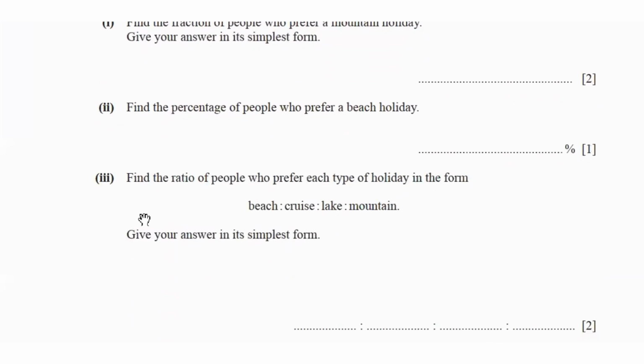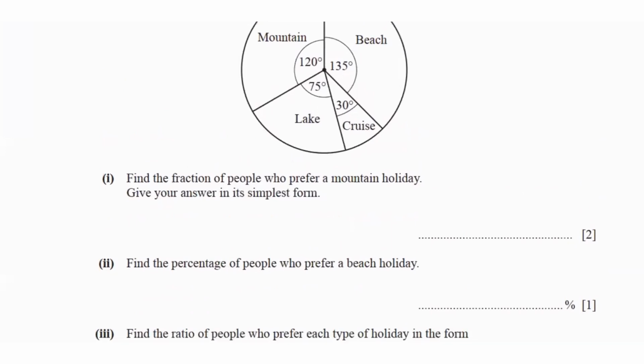Second part says find the percentage of people who prefer a beach holiday. So for a beach holiday, we will do 135 over 360 times 100. So that will give us 37.5%. That is the percentage of people who prefer a beach holiday.